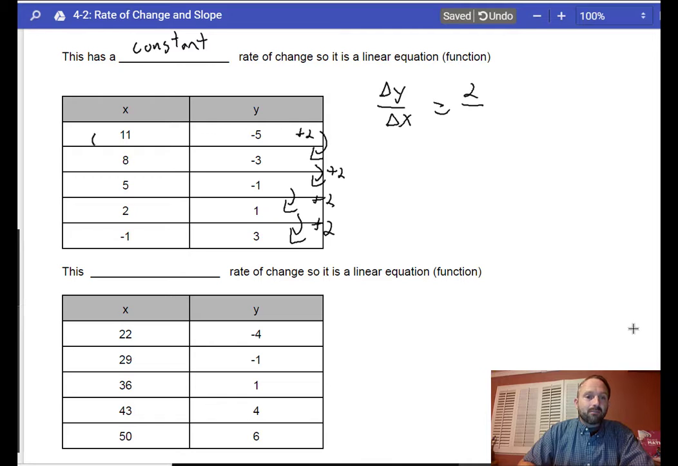11 to 8 is going to be minus 3. Okay, it's going to be a negative slope. 8 to 5 is negative 3. 5 to 2 is minus 3. 2 to negative 1 is minus 3. Now, we might not like it because it's a negative slope, but who cares? This has the same slope. It has a constant rate of change. So it is a linear equation, a function. So let's go on.